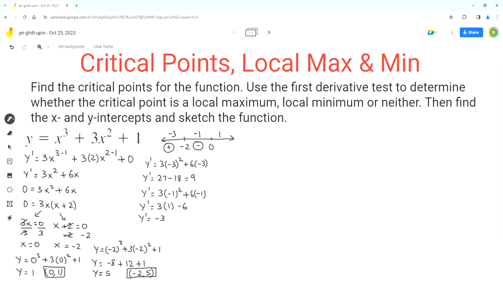Now we can use the third test value, which is 1. So we sub in x as 1 in the y prime. So 3 times 1 squared plus 6 times 1. So 3 times 1 squared will just be 3 and 6 times 1 is 6. So y prime equals 9, which is a positive value. So that means to the right side of 0, the function is increasing.